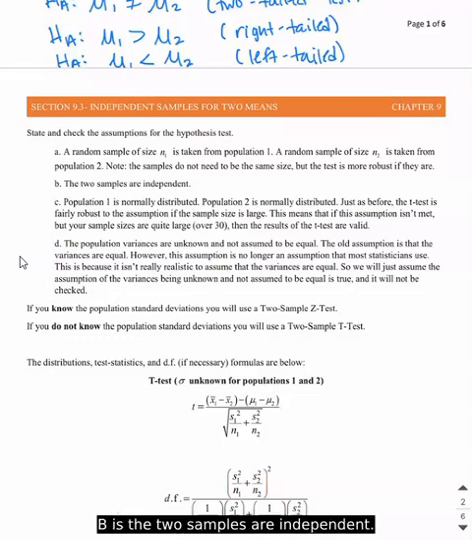B is the two samples are independent, right? We looked in our last section at dependent samples. So in this section, they do have to be independent.